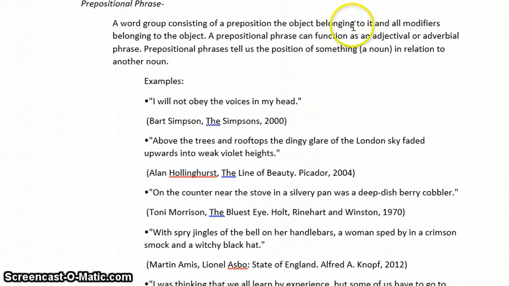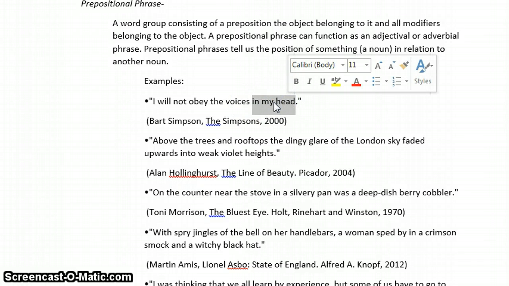So for example, I will not obey the voices in my head. So saith Bart Simpson. Okay, in my head is the prepositional phrase. This prepositional phrase provides us with a perception of placement in relation to the voices in the head that are there for Bart.